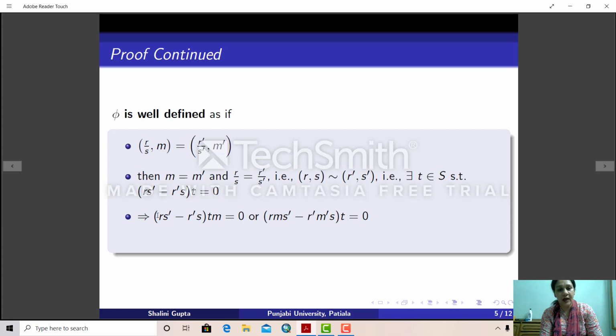So this means rs' - r's times m will be 0. That is, rms' - r'm's is equal to 0. Since m is equal to m', we can write m' in place of m. So this means rm/s is related to r'm'/s'. That is, rm/s is equal to r'm'/s'. So thus phi is well defined.